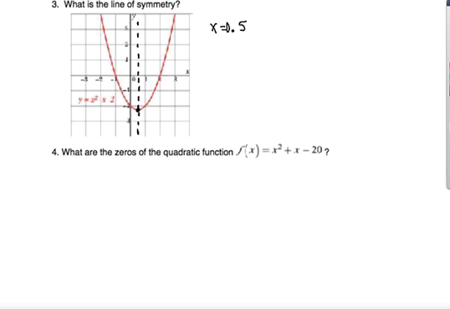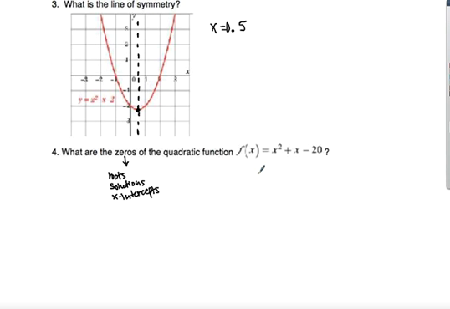Number 2 says, what are the zeros of the quadratic function f of x equals x squared plus x minus 20? So remember that zeros is a fancy way to say roots, or solutions, or x-intercepts. So any of those would work. Now this time though, we're not given a graph, so we're going to have to do it by hand.